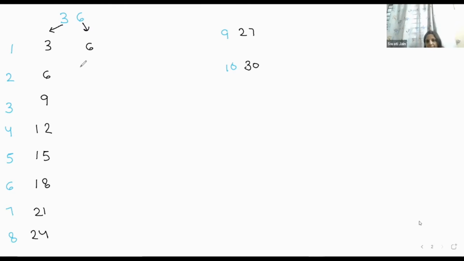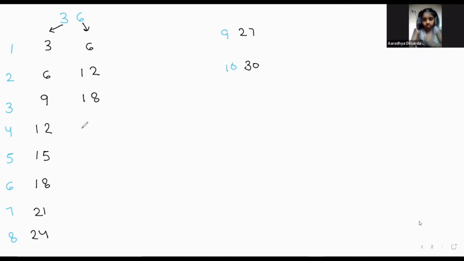6 ones are 6. 6 twos are 12. 6 threes are 18. Yes. Okay, Bhuvi, good. Aradhya, yes, teacher. Tell me the table of 6.